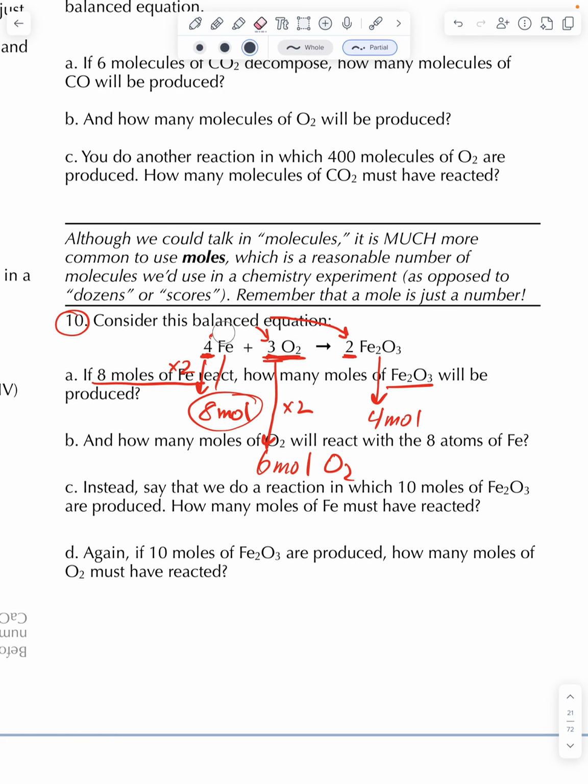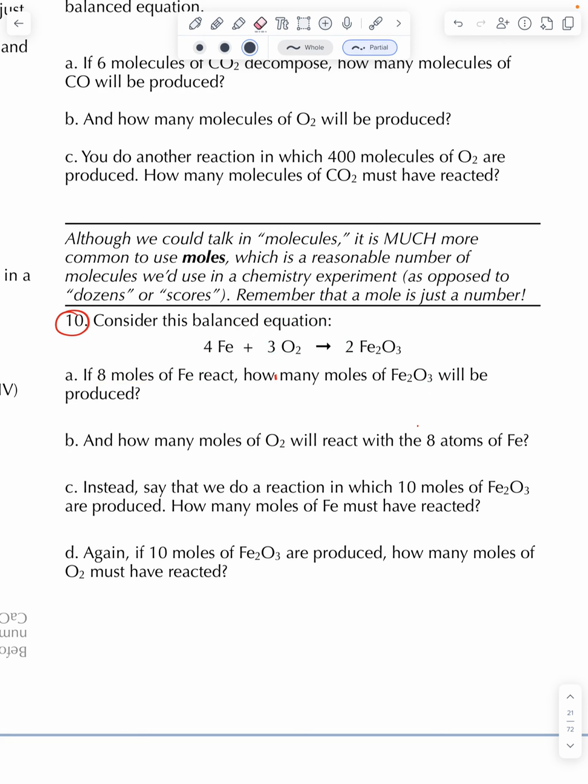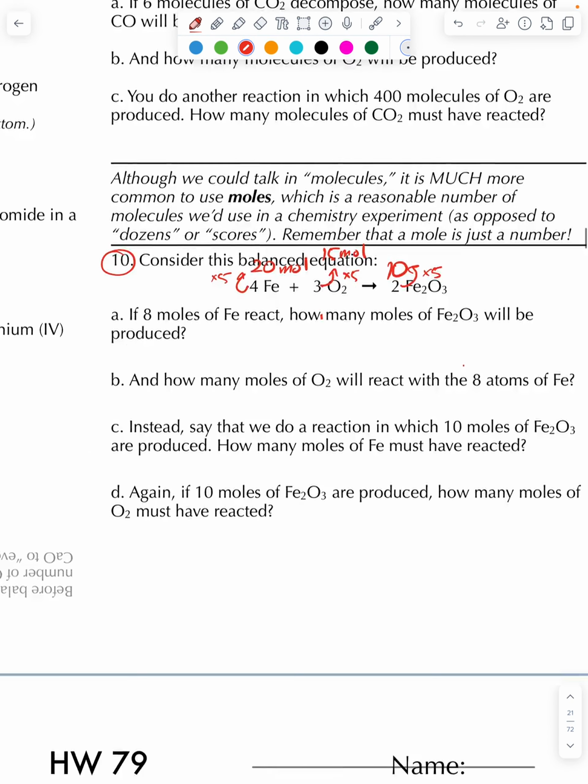Let's reverse the problem. Let me go ahead and erase this so we don't get confused. Part C. Let's say that we want to produce 10 moles of Fe2O3. Well, it helps by writing it right there, right? How many moles of iron must have reacted? And again, the way that a lot of people will do this is notice that's 5 times bigger than the coefficient. So we're going to need 5 times more than the coefficient, or 20 moles of iron. Okay? And how many moles of O2 must have reacted? Well, 5 times as many, or 15 moles. Okay, I hope that makes sense.